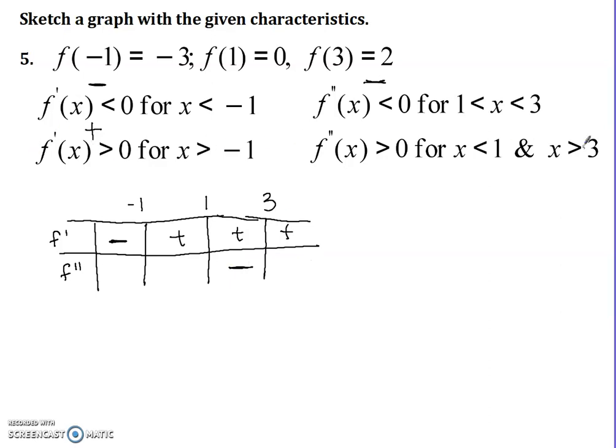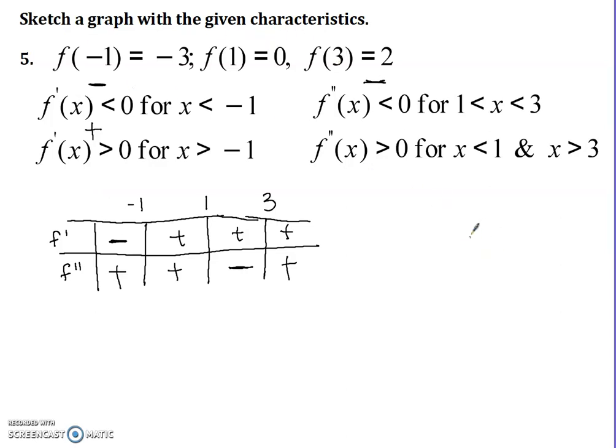Okay, so this second part is kind of not needed. But you can always use it to check if you're not sure you got this part right. So if I look here, they tell me it's positive when it's less than 1, so that would be 1 and to the left. So both of those sections would be positive. And when it's greater than 3, so to the right of 3. So we've made our little table here.